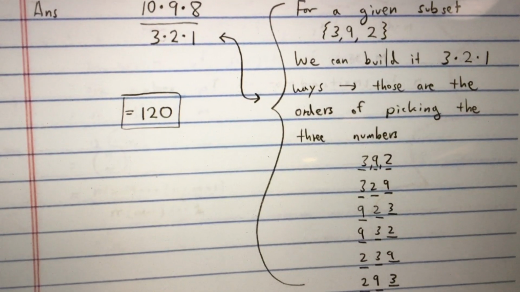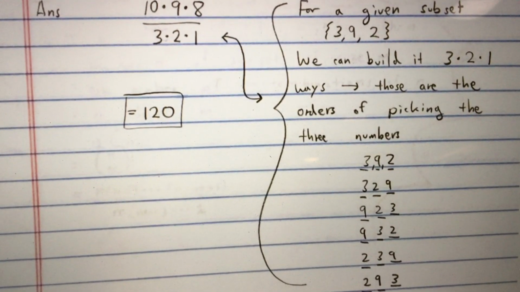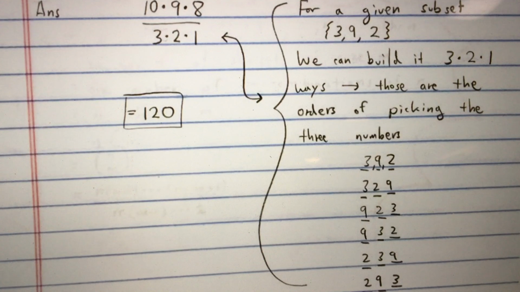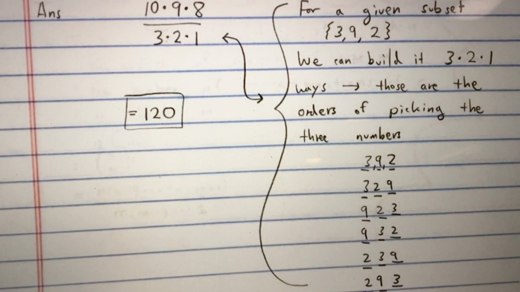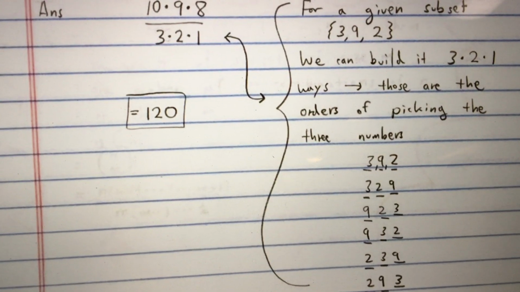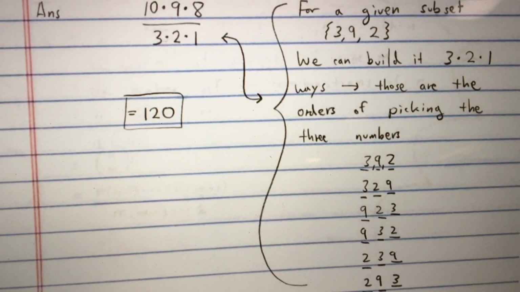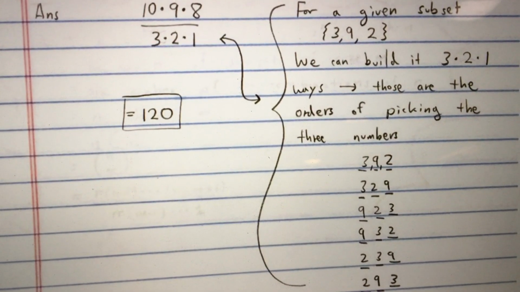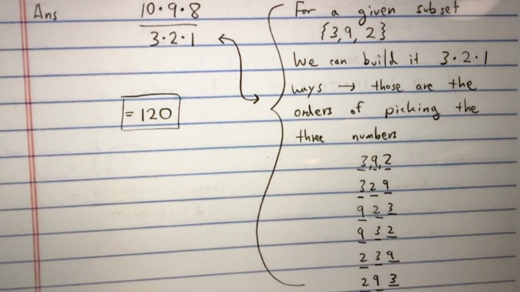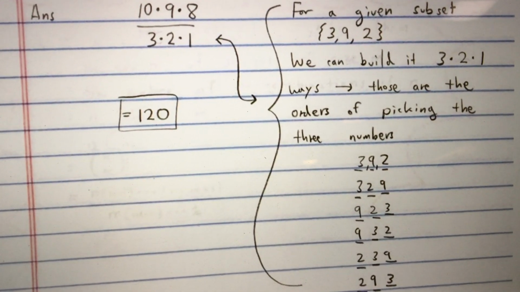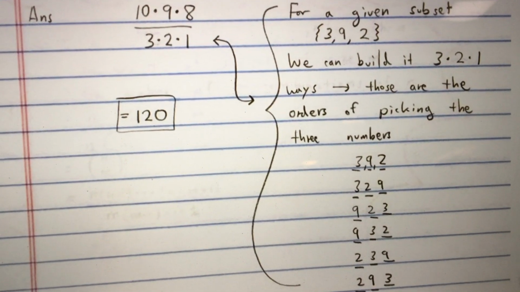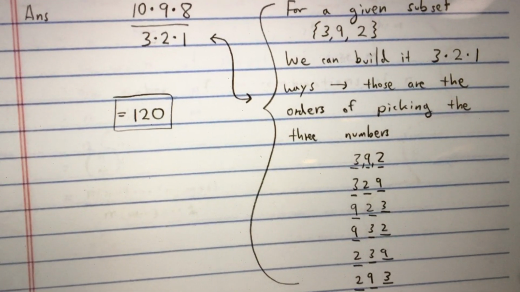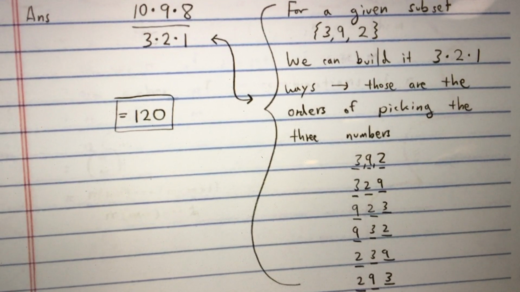So altogether, there are 6 you can see, and the way you find that 6 ways of building that single subset is 3 times 2 times 1. And then you divide out by that many, because basically if you count 10 times 9 times 8, you've counted 6 times too many, because we don't care about the order that we picked those three numbers. So when you divide out by the 6, you get 120 total.